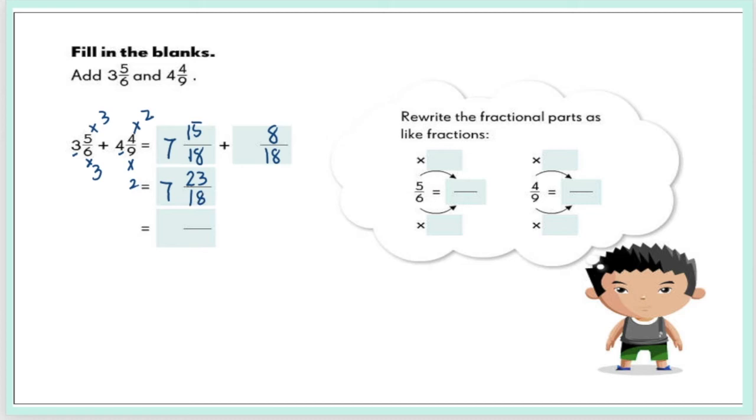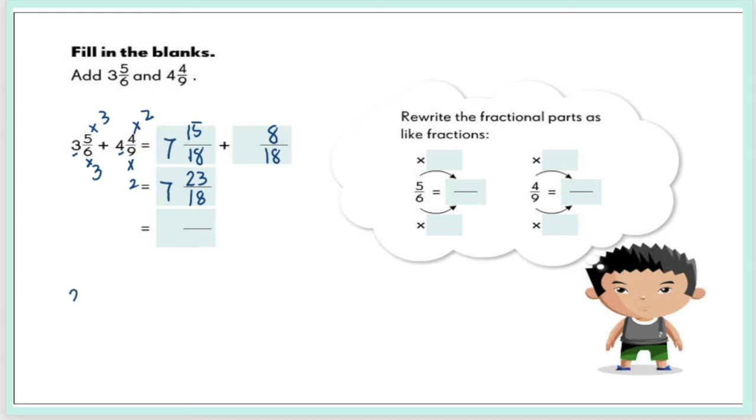What do you notice about our answers? 7 and 23/18. Take note that the fractional part is an improper fraction, and we've learned in the past that we need to simplify this further. How do we simplify 23/18? Remember, we can do this by long division process.